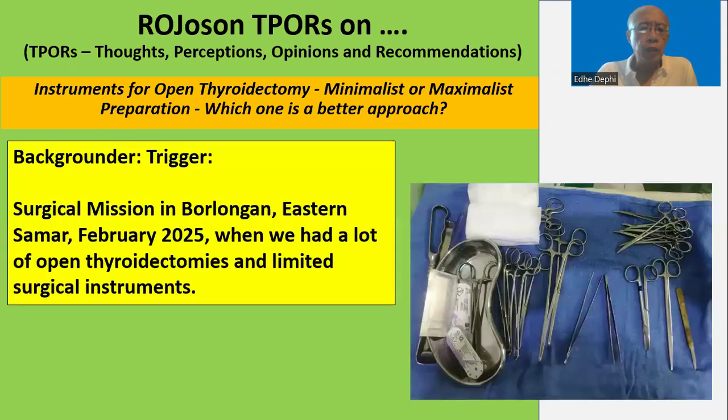Backgrounder: the trigger was a surgical mission in Borongan, Eastern Samar, in February 2025, when we had a lot of open thyroidectomies and limited surgical instruments.